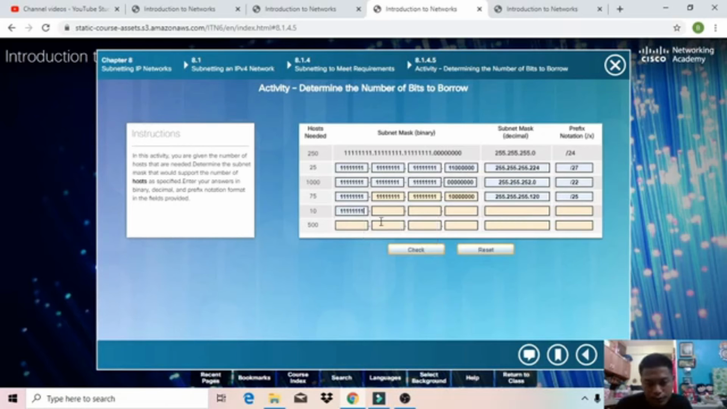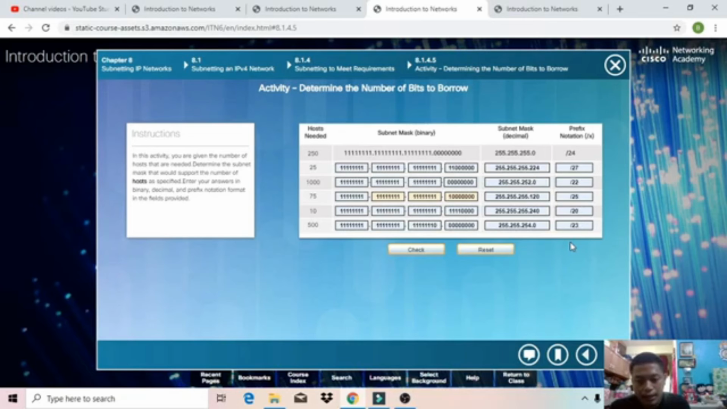Next is 11111111 11111111 11111111 11110000, and the subnet mask decimal is 255.255.255.240, prefix /28. The hosts needed is 500. This is the answer: 11111111 11111111 11111110 00000000. So as you can see, the subnet mask binary and subnet mask decimal.